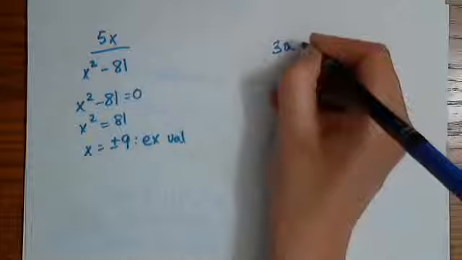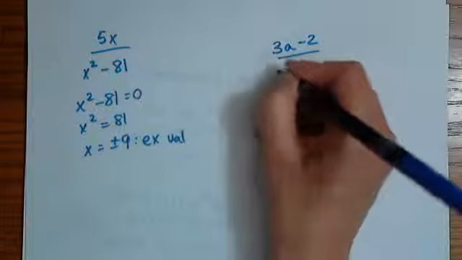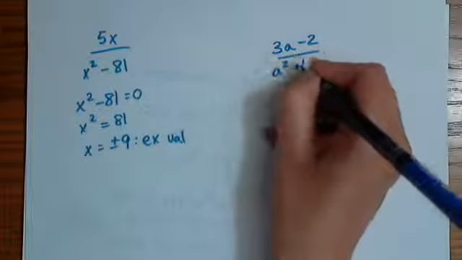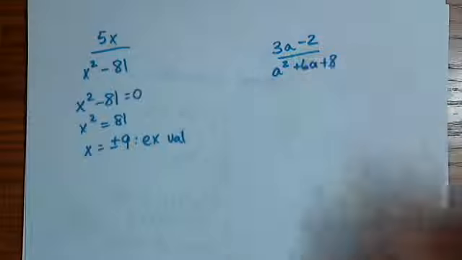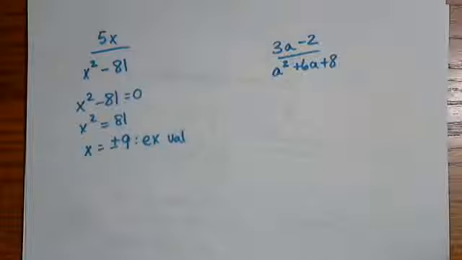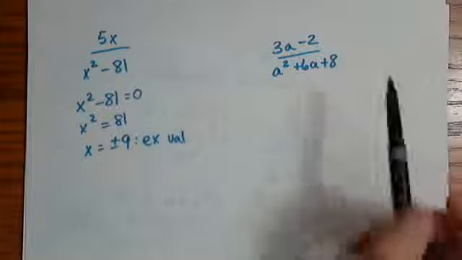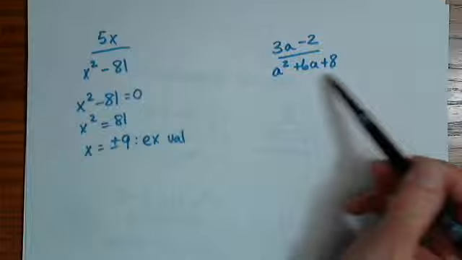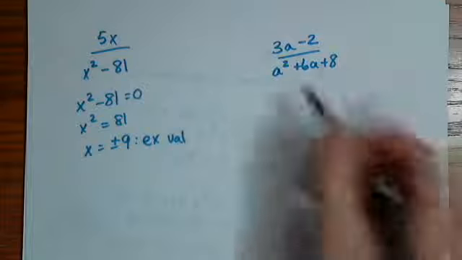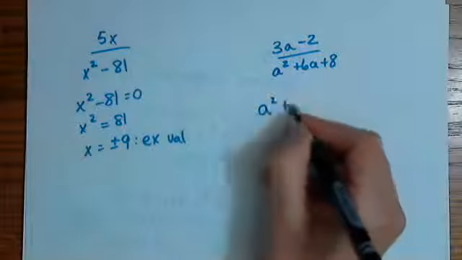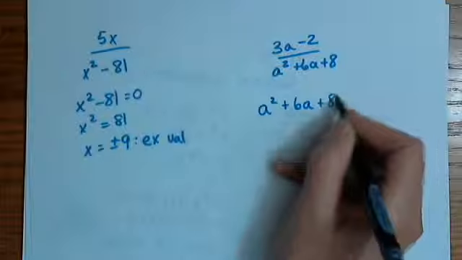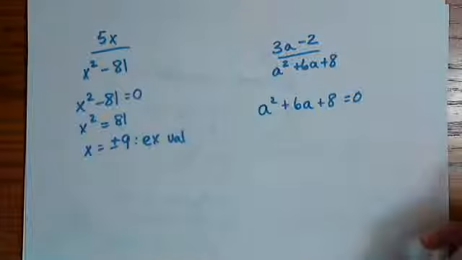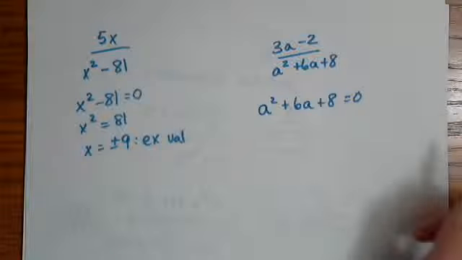This problem is 3a minus 2 over a squared plus 6a plus 8. You paused it and tried it on your own, and now we're going to find the answer. Remember, the only place where there's no solution is where the denominator is equal to 0. This happens at a squared plus 6a plus 8 equals 0. I could do the quadratic formula, but that's a whole lot of work.